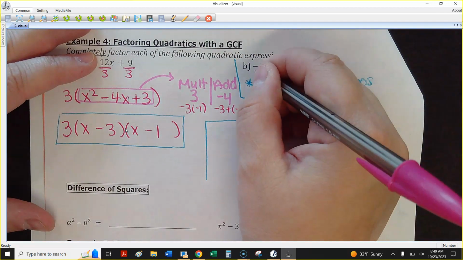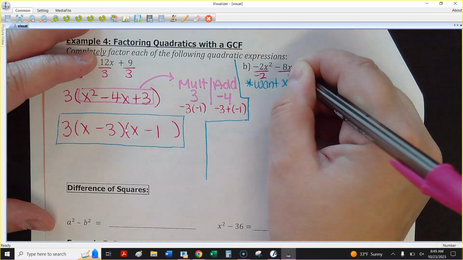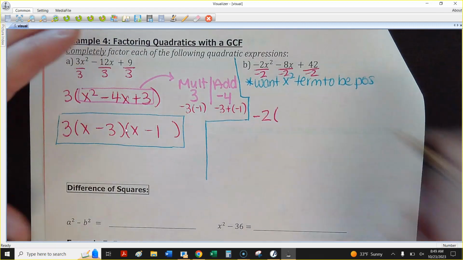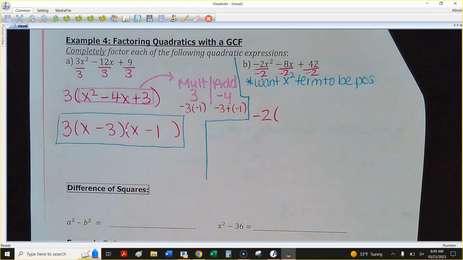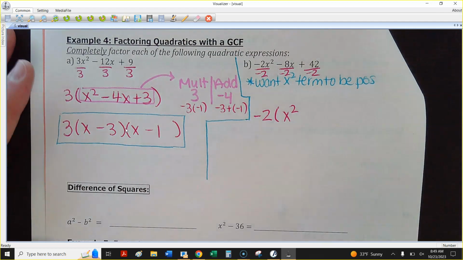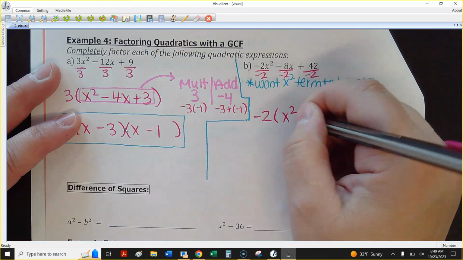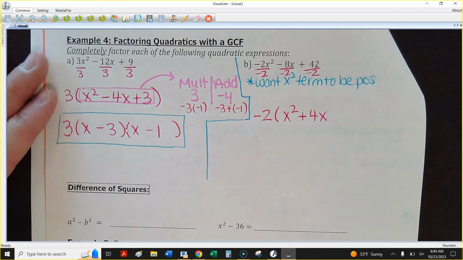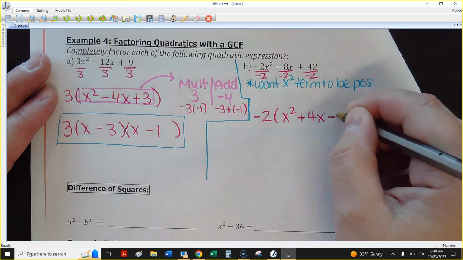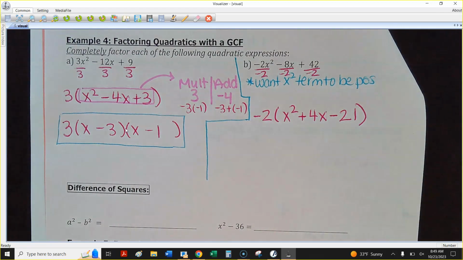So when I do this, I'm going to divide everybody by negative 2. Take a negative 2 out in front. You want that first term with the x squared to be positive. So to do that, I'm going to divide everybody by negative 2. So this will become positive x squared. This is going to change some signs here. Negative 8 divided by negative 2 would become plus 4x. And then 42 divided by negative 2, that's going to make that a minus 21. So I'm just trying to keep that squared term, I want that first term to be positive. So by dividing by negative 2, I did that.